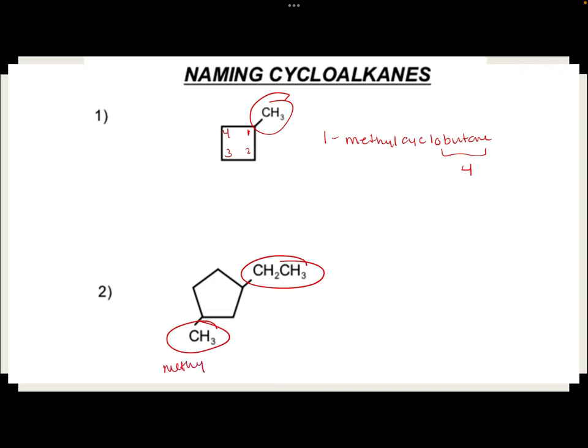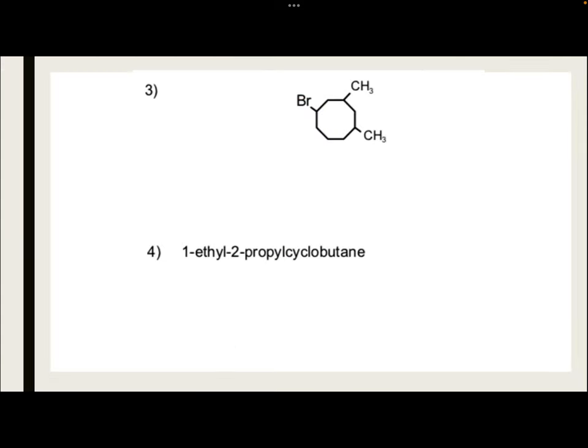Next example here, we have 2 groups that are attached. We have a methyl and we have an ethyl, and because the ethyl is alphabetically first, we're going to number it as 1, and then we're going to go in the direction of our next group. So 1, 2, 3, 4, 5, and then we're just going to name it from there. Ethyl's on 1, so 1-ethyl, methyl's on 3, methyl, and then it's a cyclo. And because it's 5, it is pentane. So make sure that we always identify all the different parts of it using the rules from the previous slide.